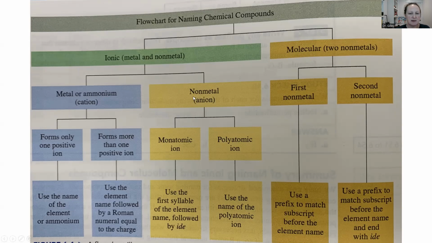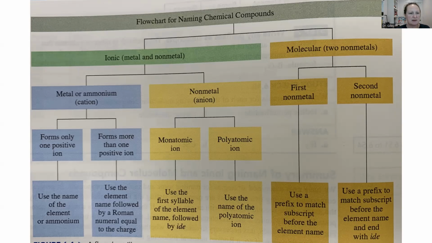For nonmetals, which tend to form our negatively charged anions, we have seen monatomic ions and polyatomic ions. For the polyatomic ions, we just use the name of the polyatomic ion. For the monatomic ions, we use the first syllable of the element name followed by the suffix "ide." So that's what we've covered so far.